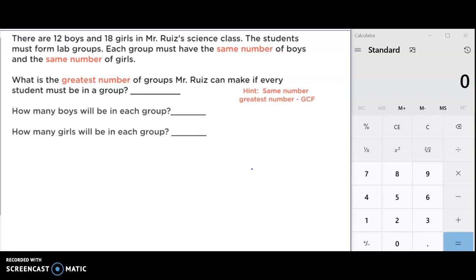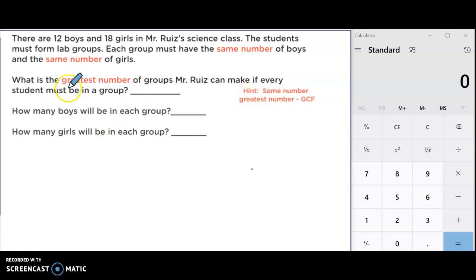All right, it says there are 12 boys and 18 girls in Mr. Ruiz's science class. The students must form lab groups. Each group must have the same number of boys and the same number of girls. What is the greatest number of groups Mr. Ruiz can make if every student must be in a group?